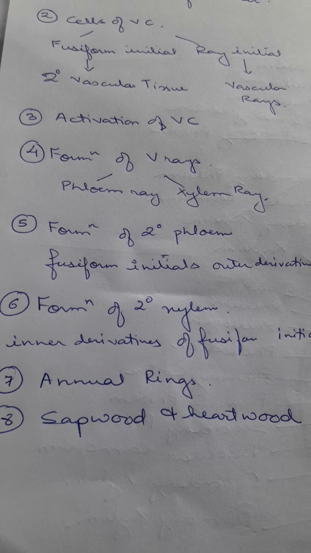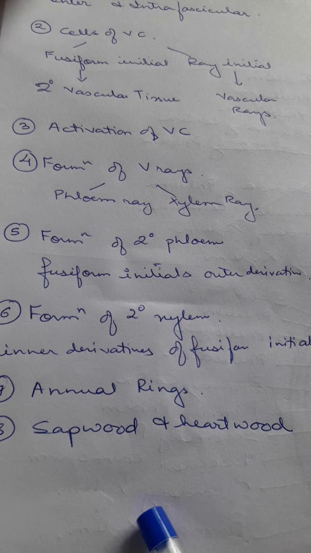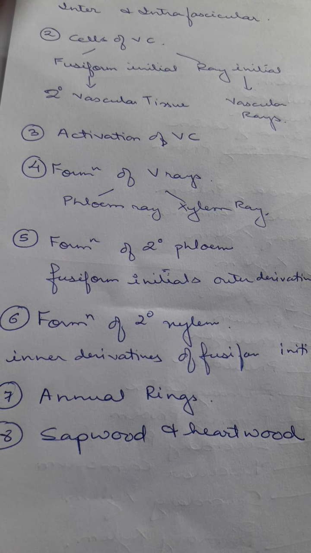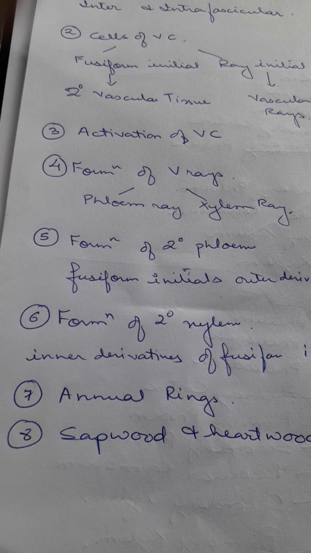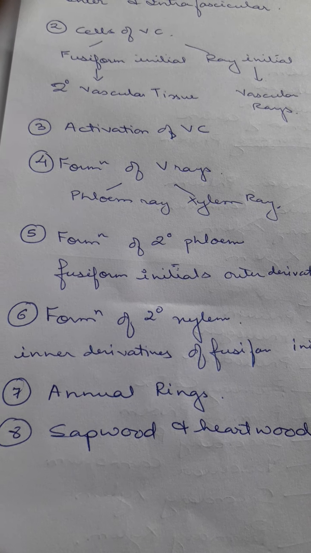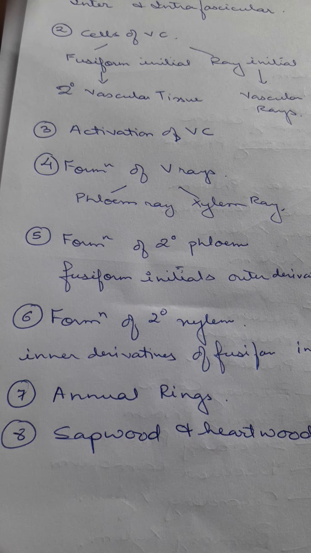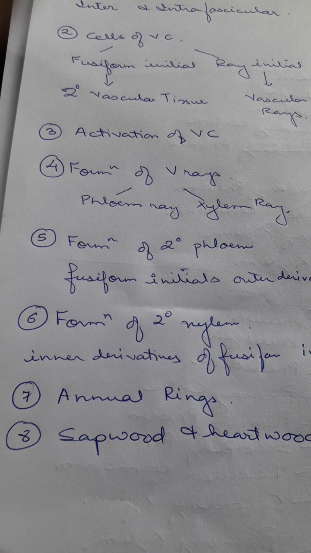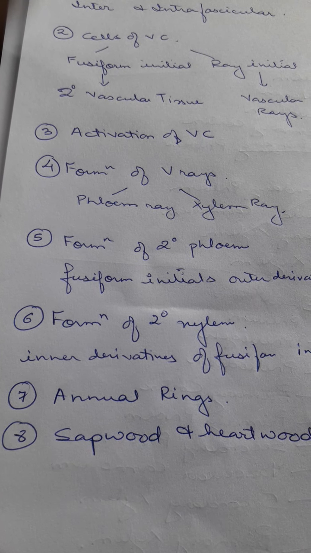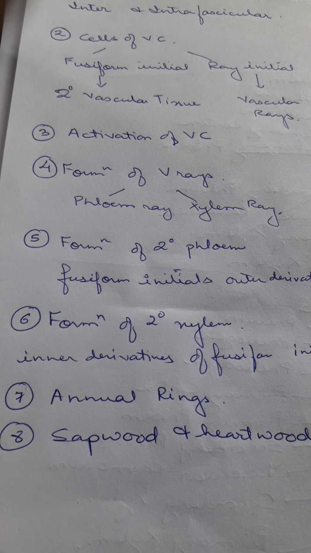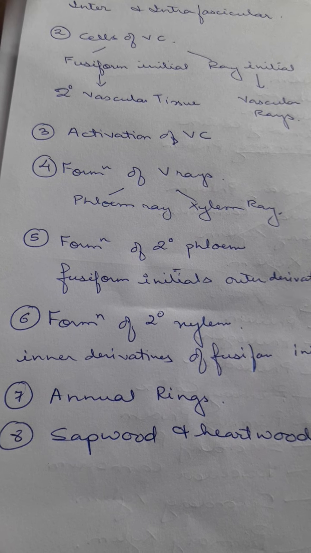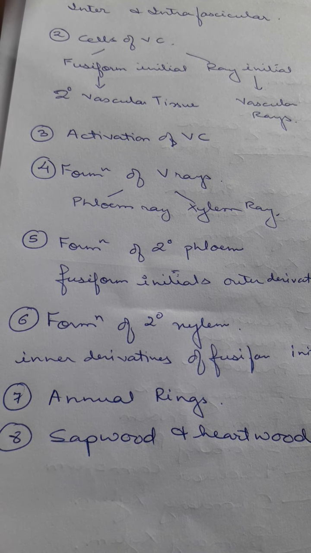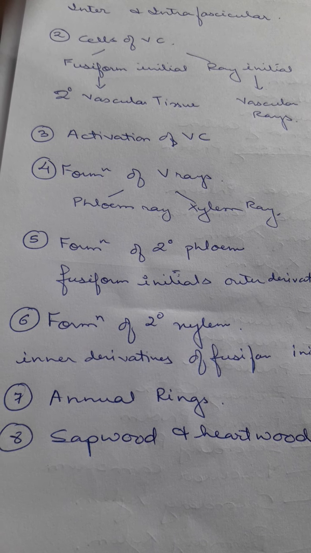Again, the next part under vascular cambium is the sapwood and heartwood. Sapwood is the wood that is formed recently. It is also known as alburnum. It is light colored wood and the functional wood. And the heartwood is also known as duramen. This is present in the central position of the wood, and it is normally dark colored. This duramen is formed from the activity of the xylem parenchyma.